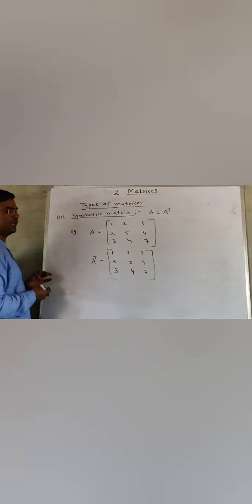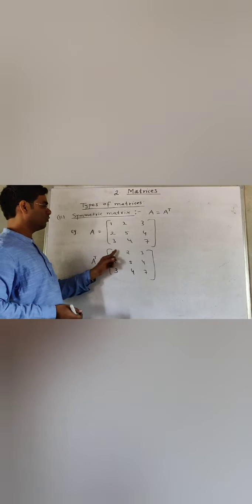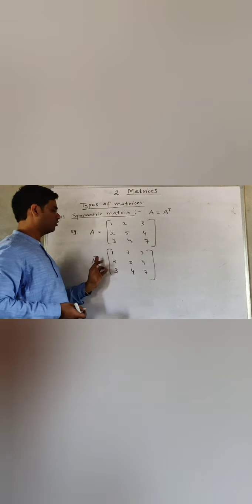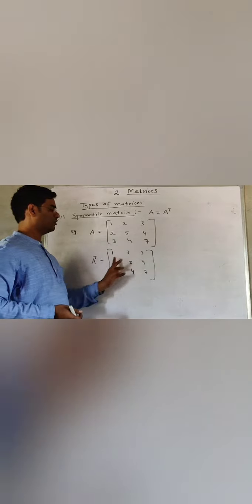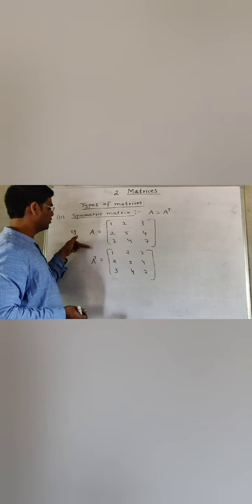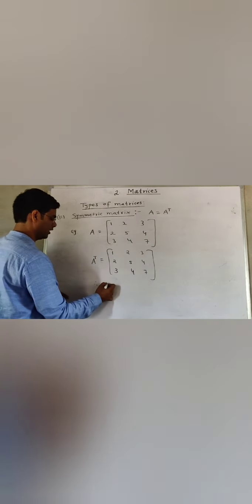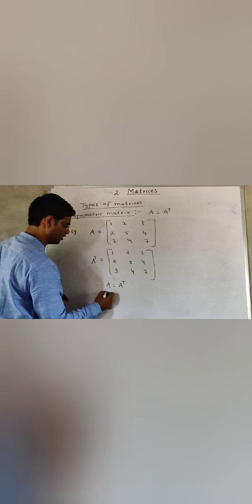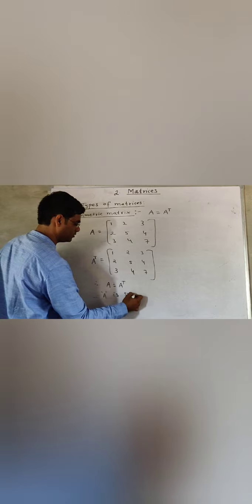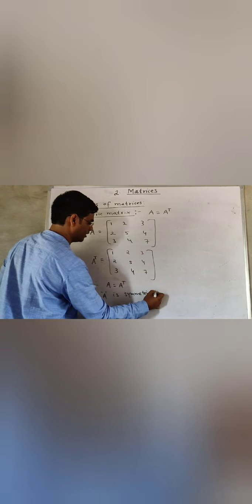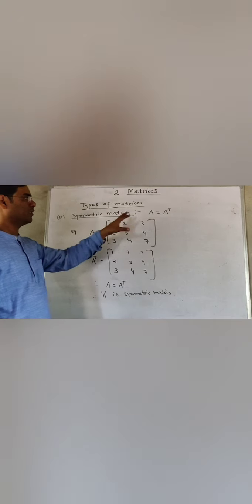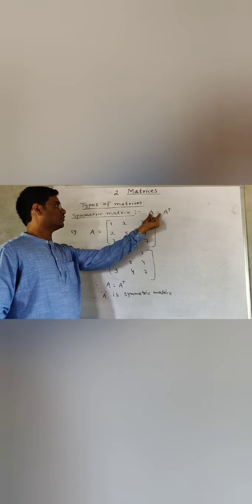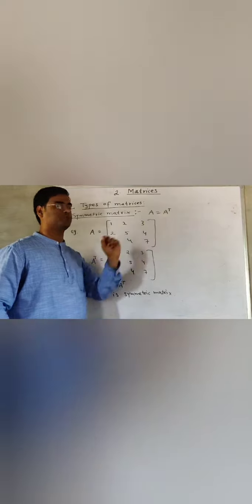Now observe matrix A and its transpose: 1, 2, 3; 2, 5, 4; 3, 4, 7 in both. So A is equal to A transpose. Therefore matrix A is known as a symmetric matrix. What is a symmetric matrix? A symmetric matrix is a square matrix in which A equal to A transpose.